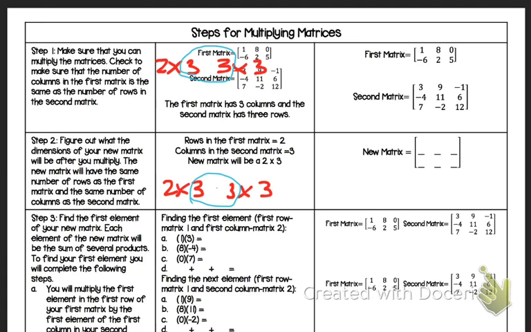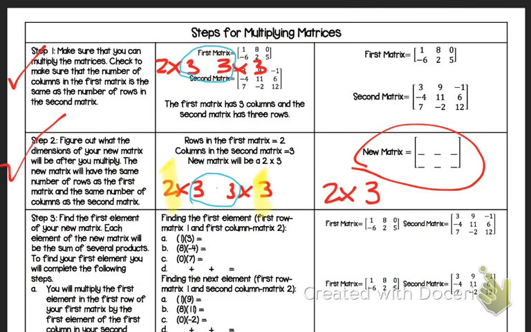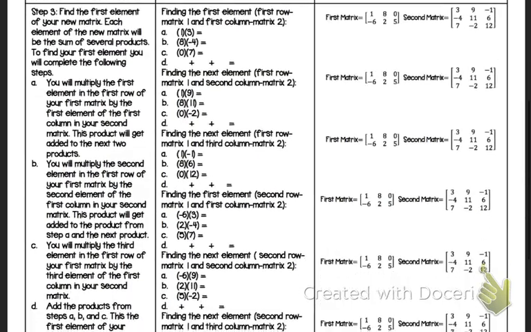The resulting matrix will be the outer numbers, so the 2 and the 3. So your resulting matrix should have 2 rows and 3 columns, so it should be a 2 by 3. And that's what we have. After that, you go ahead and draw your new matrix and label it out. Okay, and now comes the fun stuff. So now that we know that yes, we can multiply them, and now we have our dimensions, check new dimensions, now we can go ahead and start multiplying things together. So let me scroll down here.